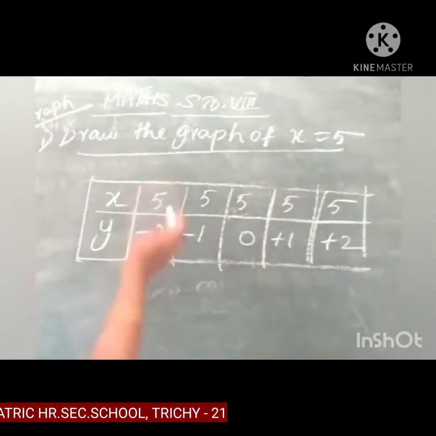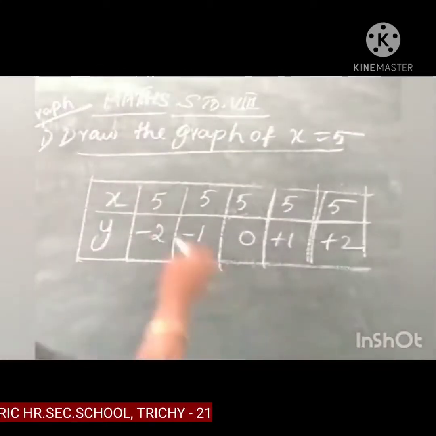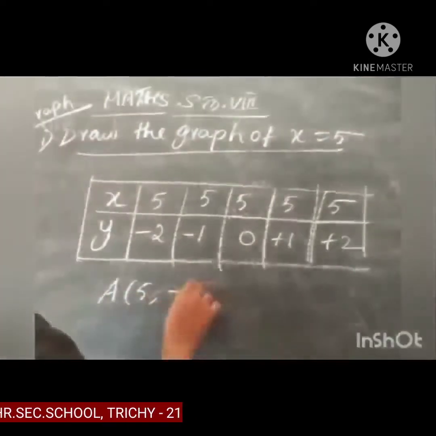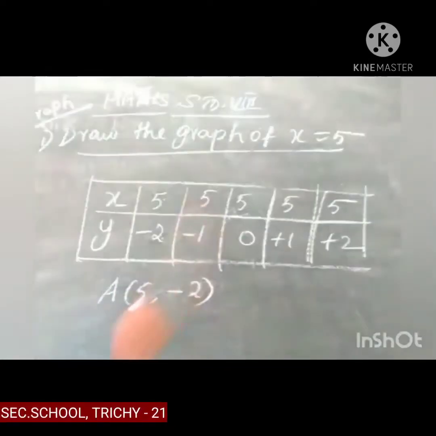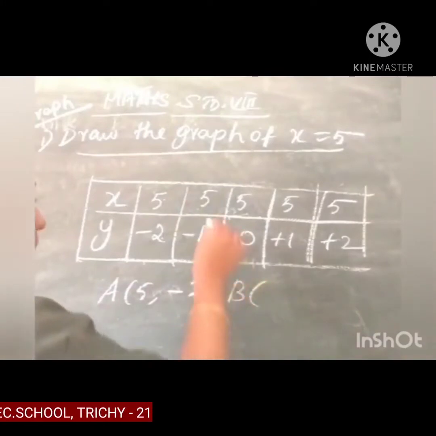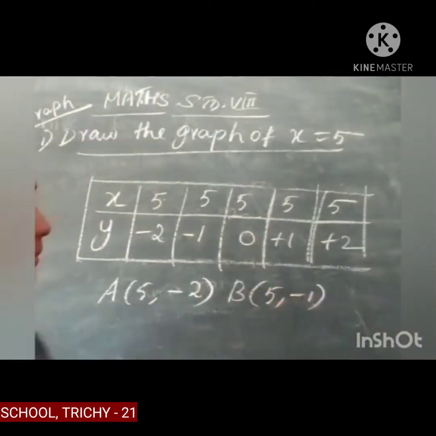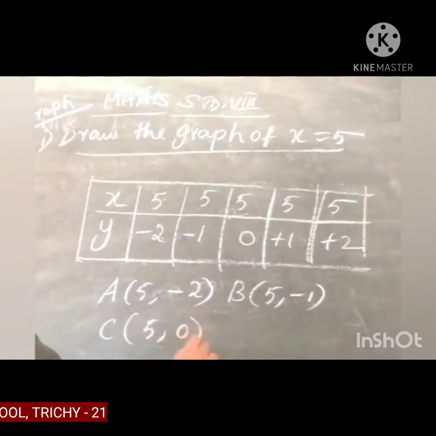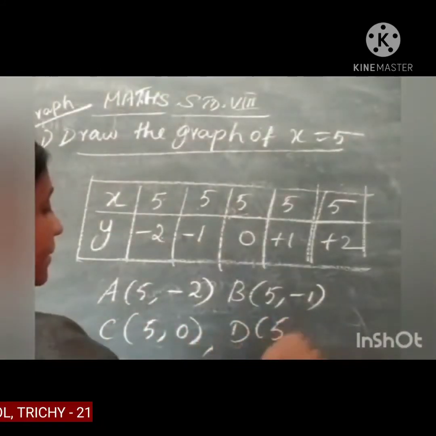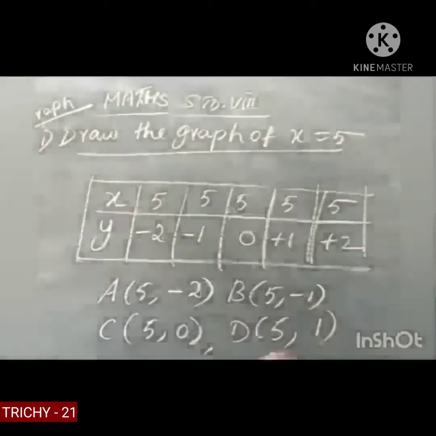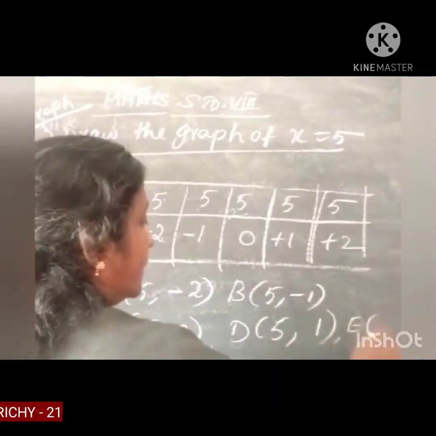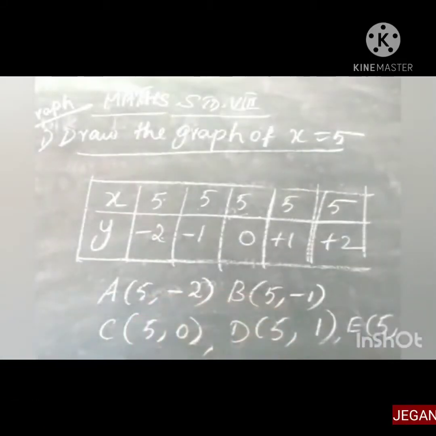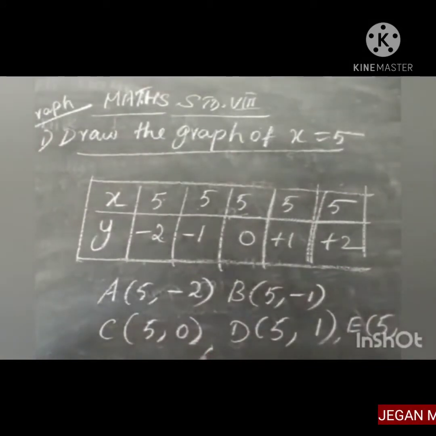Now you can give the name for each point. First point A is 5 comma minus 2. Second point B is 5 comma minus 1. Then C is 5 comma 0. Then D is 5 comma plus 1. Now E is 5 comma 2. This is how you have to write. These are all the 5 points. You have to mark them on the graph sheet.